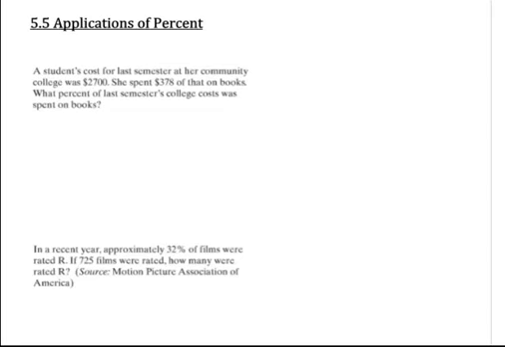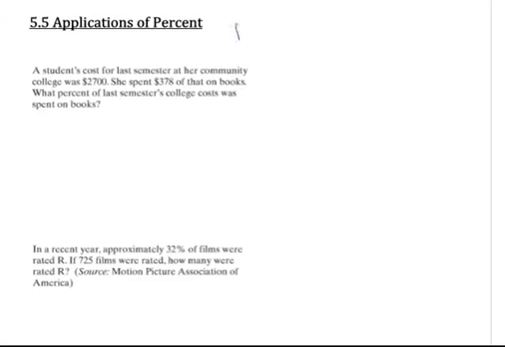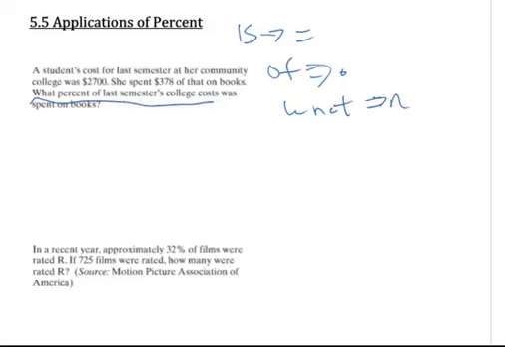Okay, so we're going to use some of those same ideas that we learned in 5.4. Namely that is means equals, of means to multiply, and the word what is my letter N. When I read this last sentence right here, it says what percent? Okay, so I already know how to get started. This is going to tell me N percent multiplied by last semester's college cost.